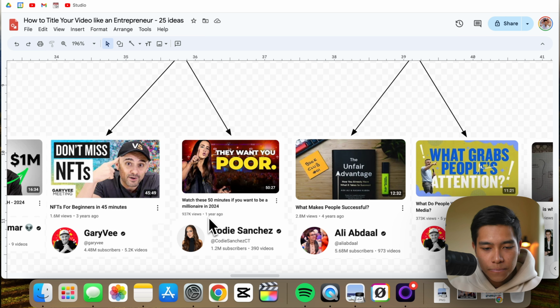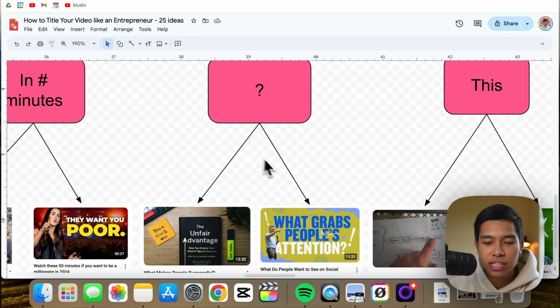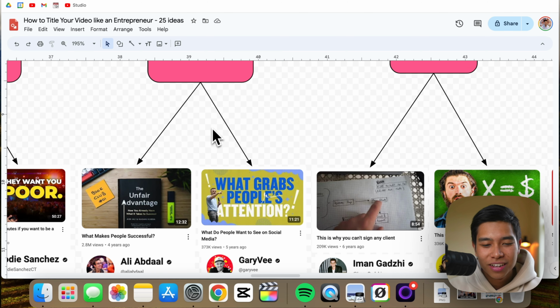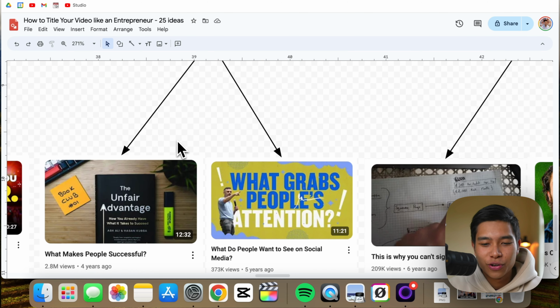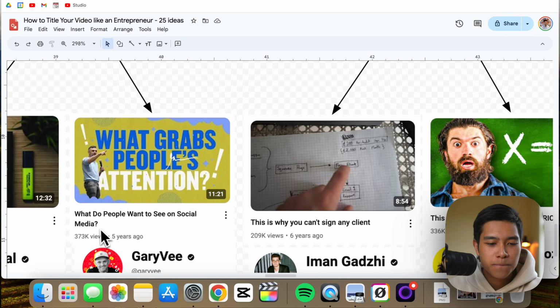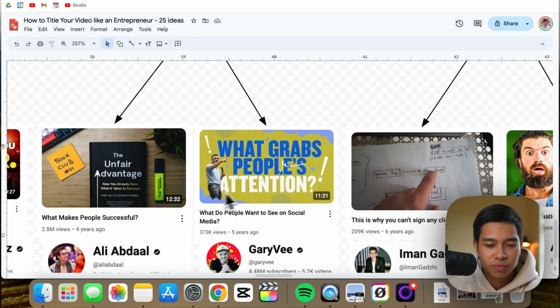So in how many minutes? Usually this is a high level idea or a hard to understand concept. And if you can explain it in a short period of time, that's when you use that. Next, we could frame it as a question. So if you're answering a question, a common question, a frequently asked question in your video, you could just title it as your frequently asked question. What makes people successful? What do people want to see on social media? That's the question, and hopefully he answers that in the video.